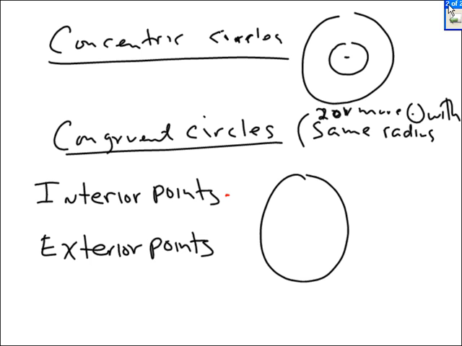Interior is going to be red. Those are interior. They are inside the circle. Exterior, I'm going to put in green. These are exterior points. They are exterior to the circle, outside.